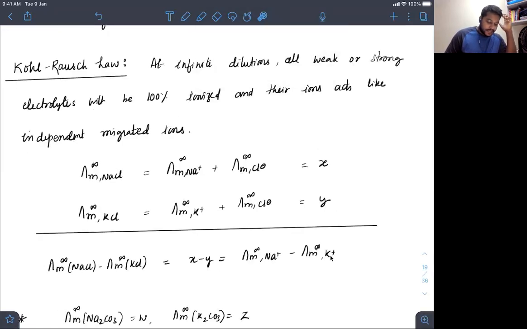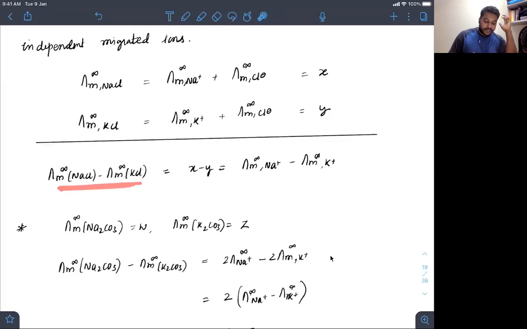So what he says, lambda m infinity, look carefully, lambda m infinity of NaCl will be lambda m of Na plus and lambda m of Cl minus. Let me call the combined molar conductance of both of them X. Lambda m of KCl will be the sum of K plus and Cl minus. Let this be Y. Now we will take the difference of the two. So I'll get x minus y, which is lambda Na plus minus lambda K plus. Correct? This is x minus y, what I'll get if I subtract these two.